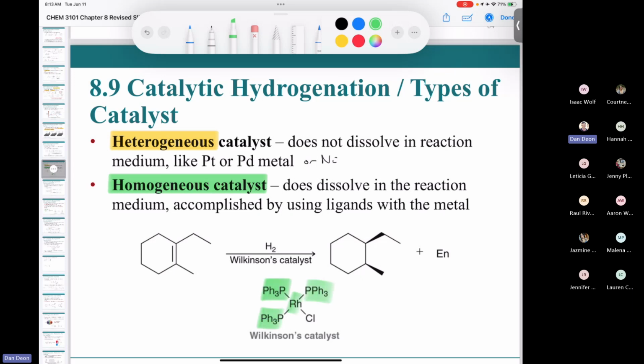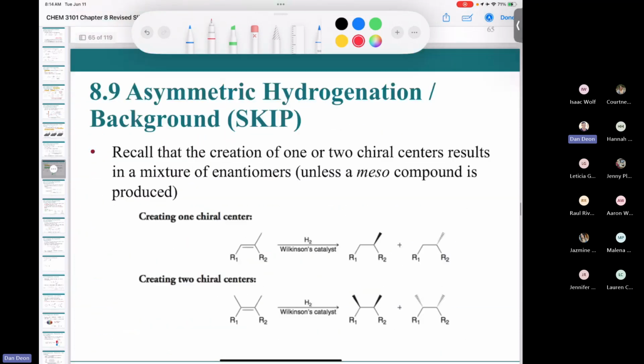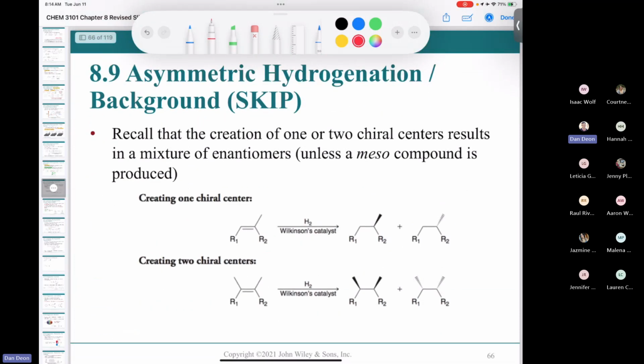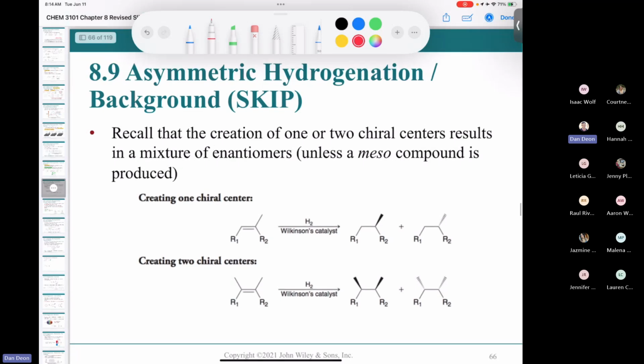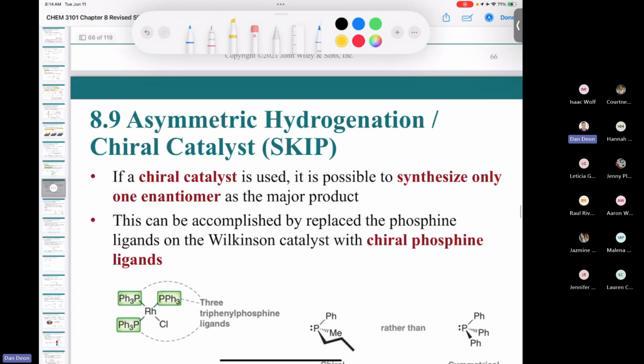Now, I am not going to cover homogeneous catalysts with you, okay? So we're going to essentially skip this section on homogeneous catalysts. All you need to know is the hydrogenation with palladium, platinum, or nickel metal. However, I would recommend reading it, okay? The whole section on asymmetric hydrogenation. Again, you can see here that we are skipping it. However, it might be wise for you to just skim over it quickly.